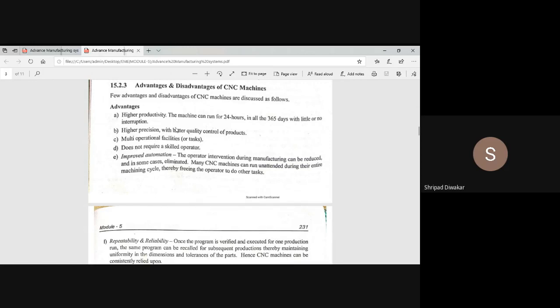Okay, and one more advantage is that this machine can run for 24 hours and all 365 days. Okay, but an operator can perform only in 2 shifts. Hence, we can achieve the higher production rate using CNC machine.